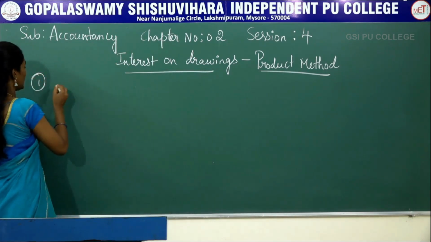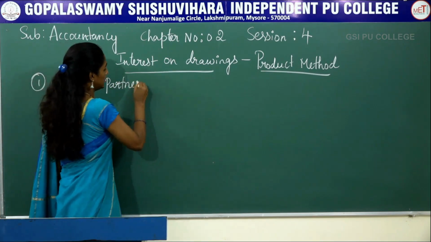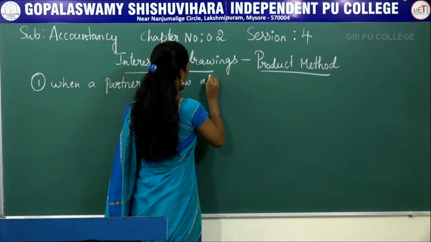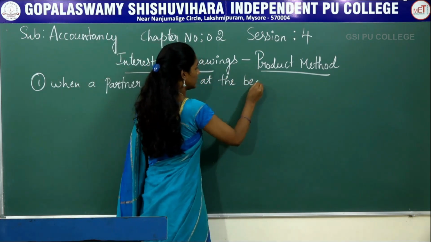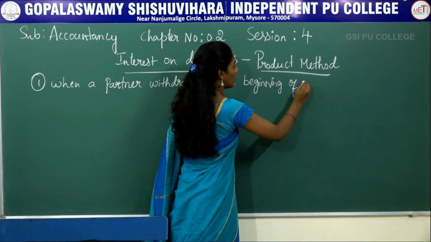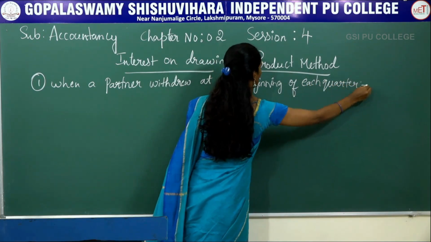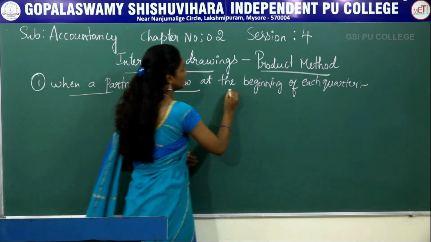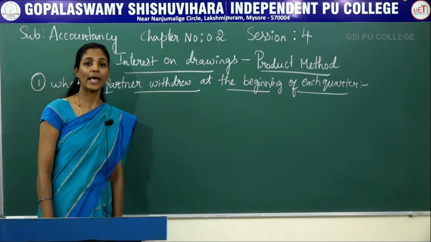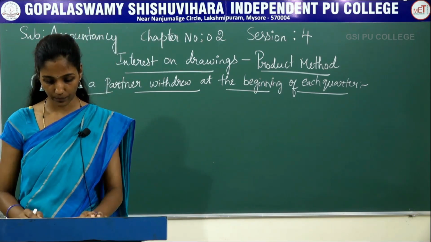The first case is when a partner withdrew at the beginning of each quarter. This situation can be understood with the help of an example problem. Here is your example problem.